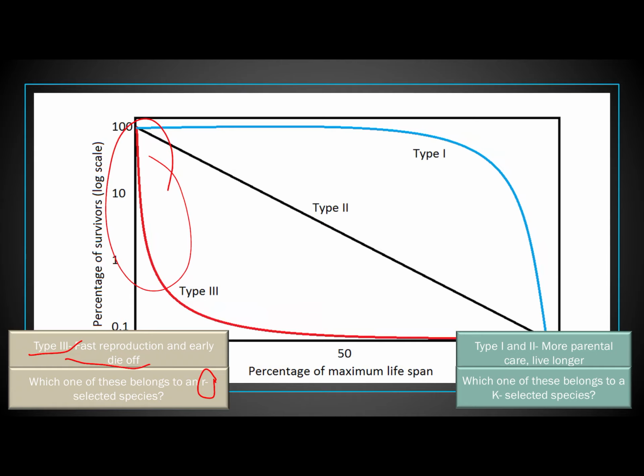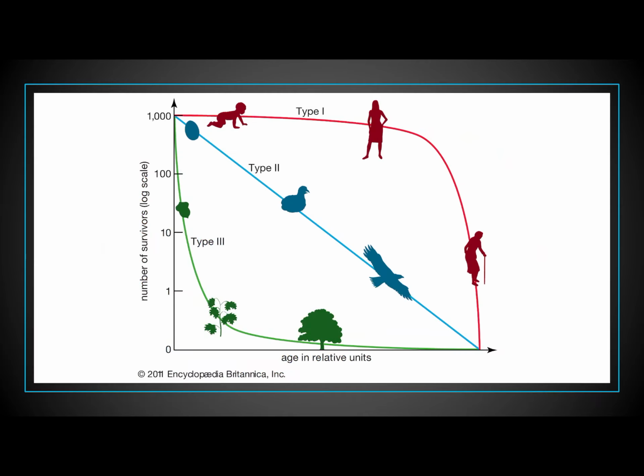And type 1 and type 2 go to our K-selected species because they live longer, there's more parental care, and this is important to our curves. So this shows a couple of different species. We show that as an infant, there's a lot of parental care, so most infants survive till adulthood, and then as we get older, our population starts to decline.